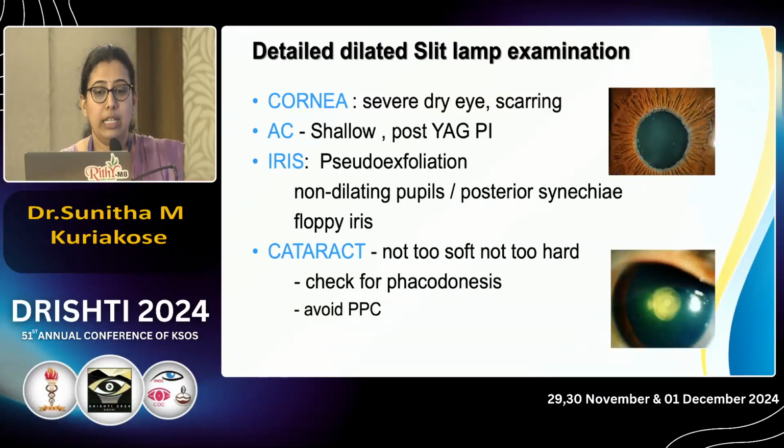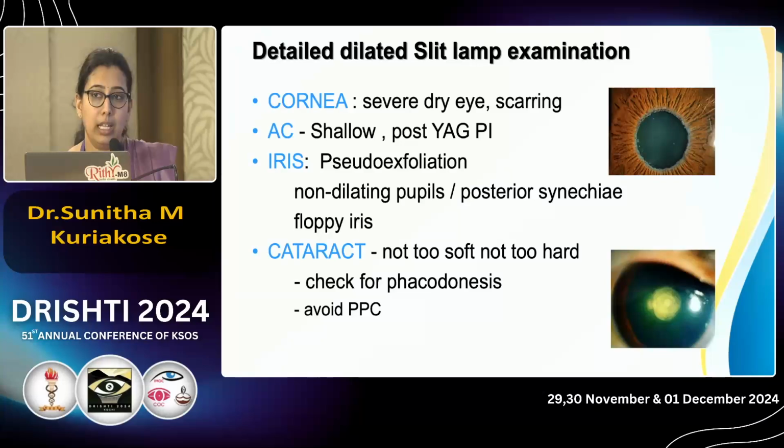Then always do a detailed dilated slit lamp examination. You need to see the patient dilated, and not the sister who is giving you the case. Check the cornea. If there is severe dry eye or scarring, check the AC. If it's shallow, or if there is a post-TIAC PI, that patient might have an iris prolapse because it is a floppy iris. Then in the iris you also have to check for pseudoexfoliation. Don't take pseudoexfoliation patients. Even if there is no phacodonesis in the sitting position on the slit lamp, the zonules might be weak.